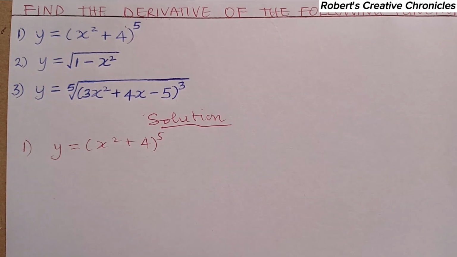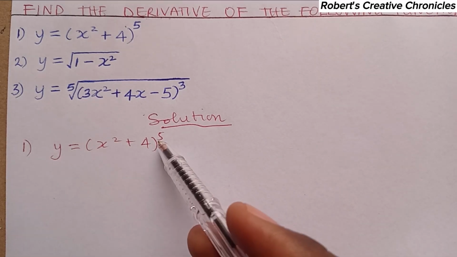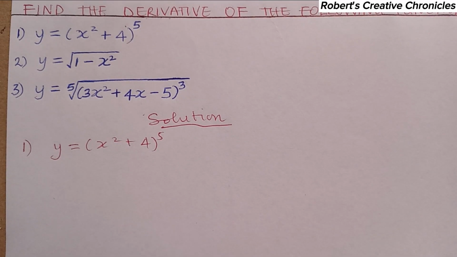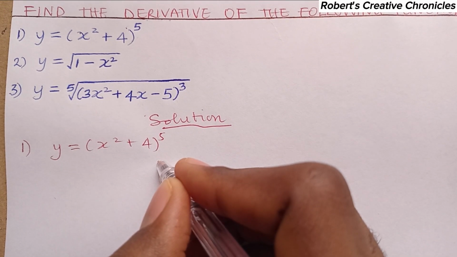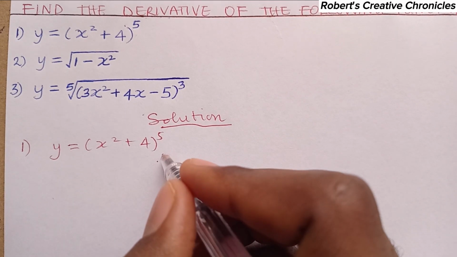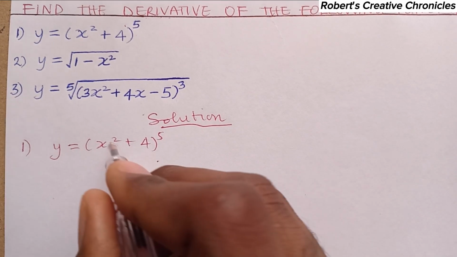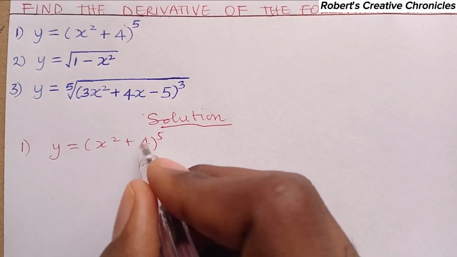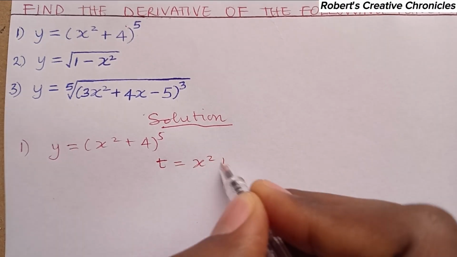But then there's another method, the longer method. I'm going to teach you the longer method first, and at the end we're going to use the easy method to cross-check our answer. So the second method is longer, but it's the same procedure. It's the same thing, but this one is longer. We'll just substitute a variable for this function. Maybe we say t is equal to x squared plus 4.